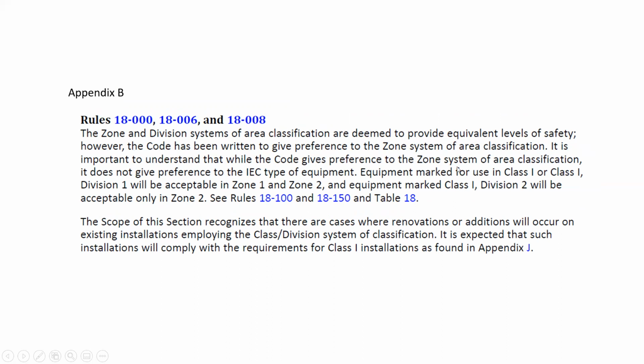It's important to understand that while the code gives preference to the zone, it does not give preference to that type of equipment. We're going to look at the IEC type of equipment in the next presentation. It states equipment marked for use with this old style class and div is acceptable to be used in our zone areas. And we'll see that there's going to be different tables and resources that we can reference in order to determine exactly what is permitted.